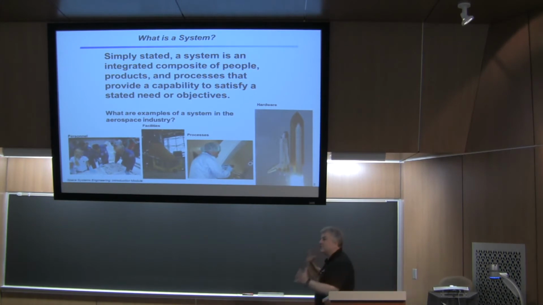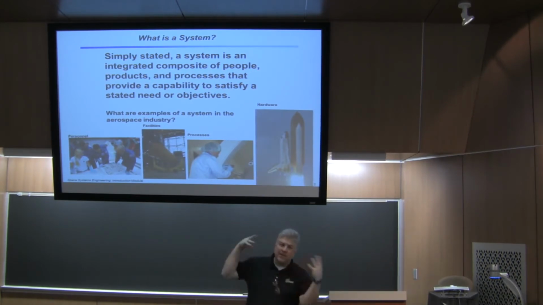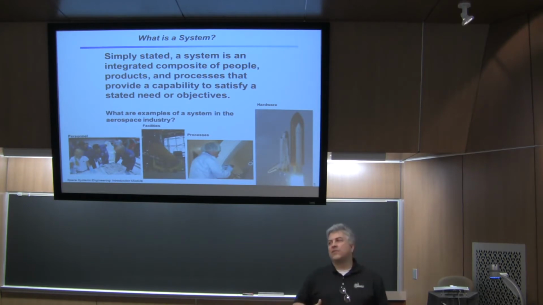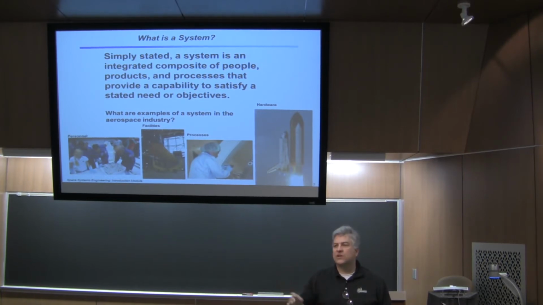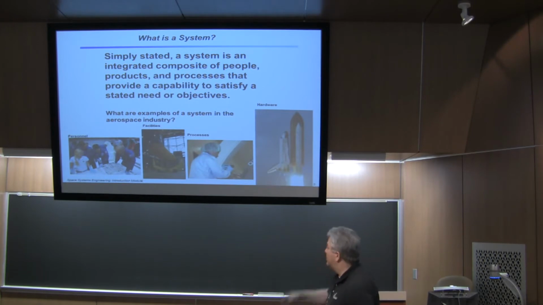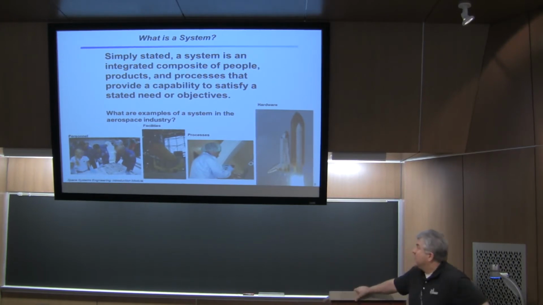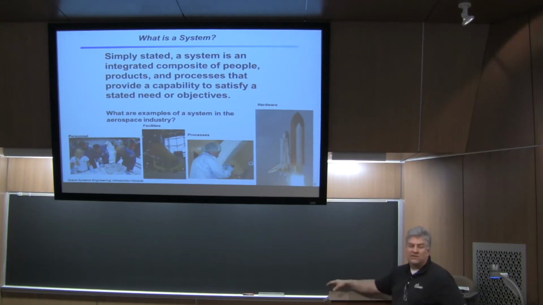So today I'm going to talk briefly about systems, and then we're going to do a lot of work building up a robotic system. Let's look at all the different pieces. The other thing I'm going to look at is how you develop a robotic system starting at the beginning. So what's the first thing any system has? Requirements. All right, so we'll take a look at how you develop those requirements. So again, a system is an integrated composite of people, products, and processes that provides a capability to satisfy a stated need or objective.